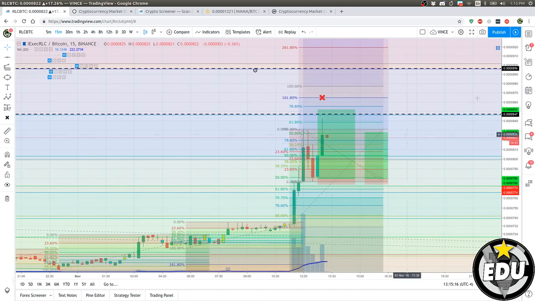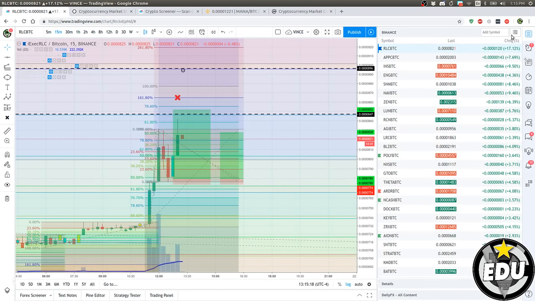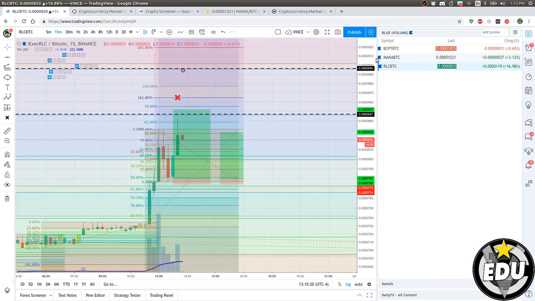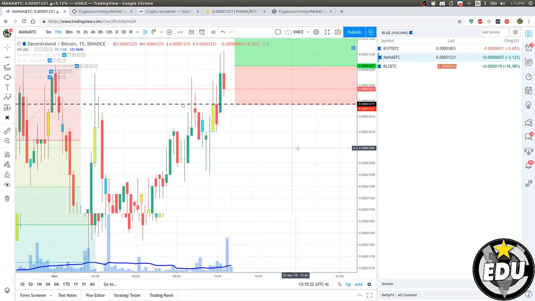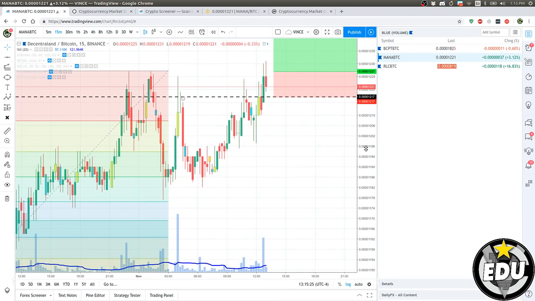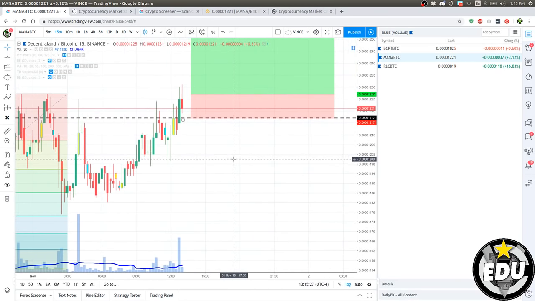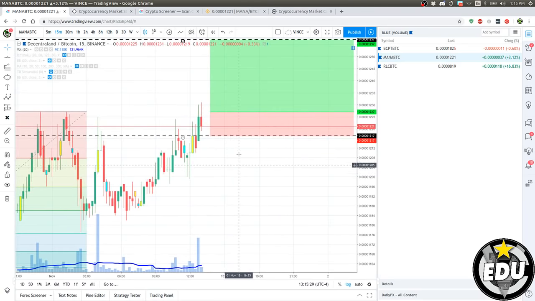Okay, we got stopped out here. Which was the other coin? Mana. What's going on with Mana? Oh, it's down, still hovering, going down at resistance. It's slow. This is a way slower trade than the one we were looking at.